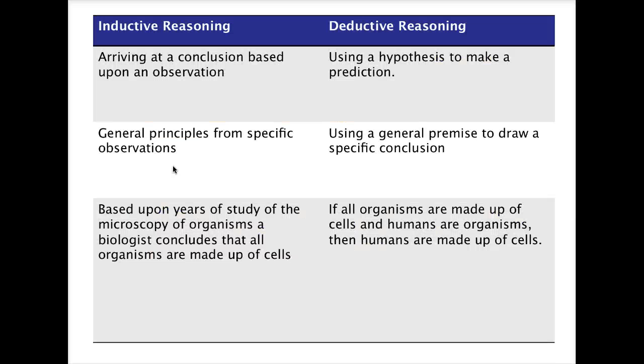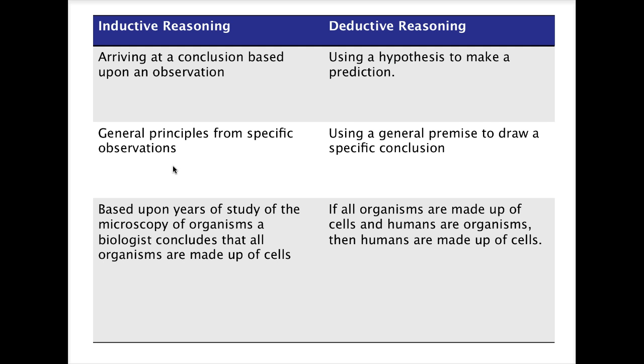Inductive and deductive reasoning are two forms of reasoning that scientists use. Inductive reasoning is a type of reasoning where you can arrive at a conclusion through an observation. So in essence, you're obtaining general principles from specific observations. An example is based upon years of study of microscopy of organisms, looking at the small details of which organisms are built. A biologist concludes that all organisms are made up of cells because the scientist has looked at multiple organisms and seen these cellular structures.